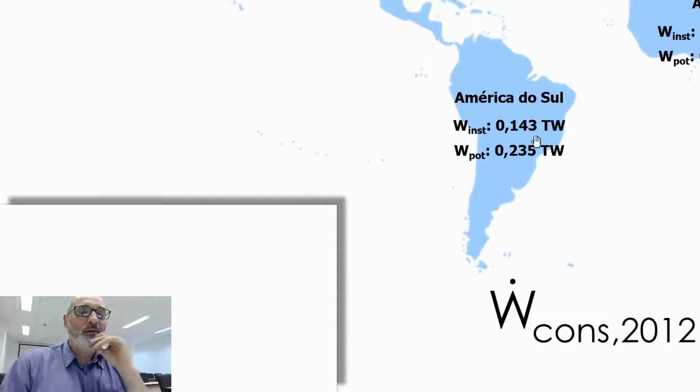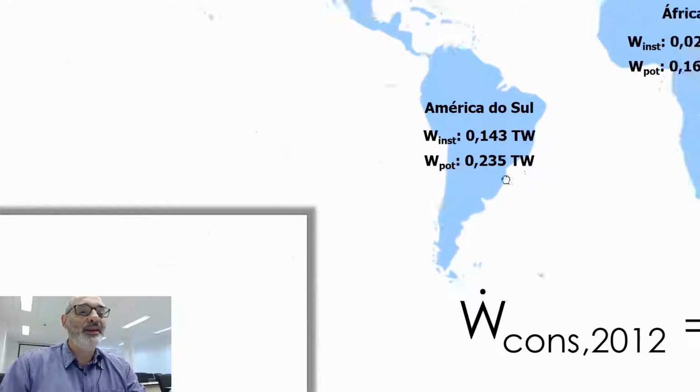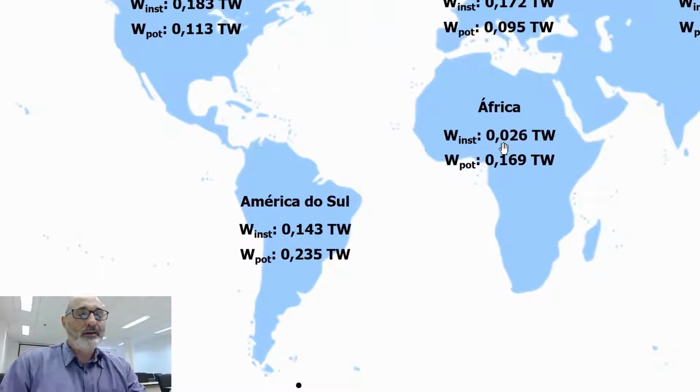In Brazil, in South America, 0.14 already installed, and our potential is 0.23, so we have some potential more than what is already installed, but it's still small. We are comparing this with 18. Africa, you have almost nothing installed, 0.026, and a small potential, 0.17.